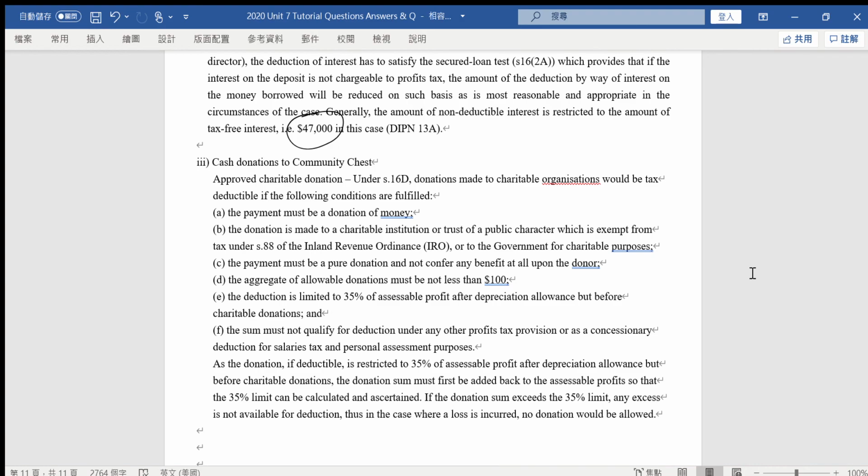According to section 16D, the payment should be a donation of money to a charitable institution that is exempted from section 88. And also, that should be pure donations, and the donation amount should not be less than 100, limited to 35%, and no double deduction. Those are also things you should mention. Make it simple, and it really depends on how many marks it is worth, and you answer in proportion to the marks allocation.